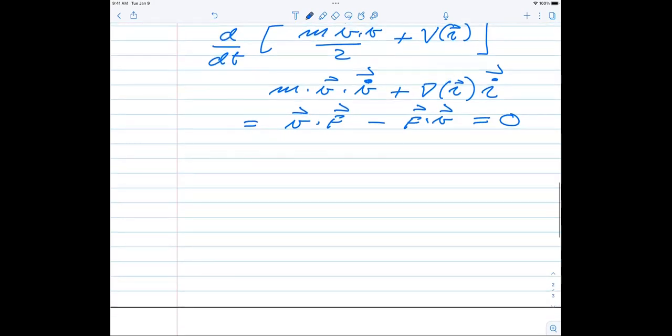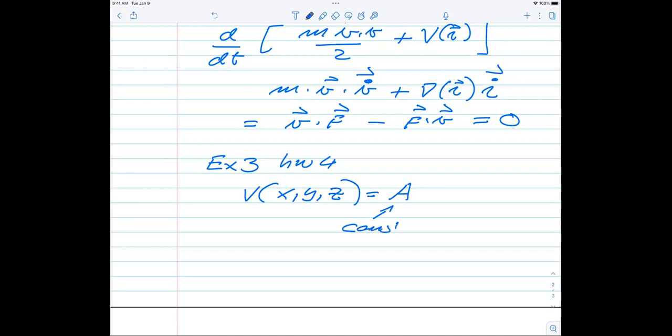So if you now look at exercise 3 in this homework, you're given a potential which looks like a function of x, y, z, and this has a constant a. So this is a constant. And then it's multiplied with the exponential, which has as argument x squared minus c squared, divided by another constant. So these two, little a and big A, are constants.